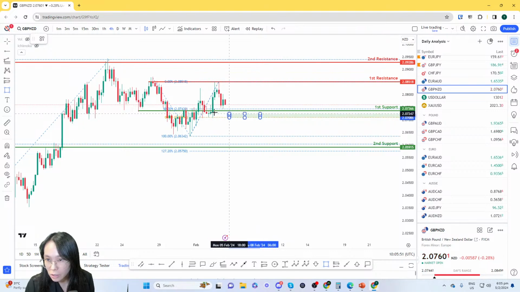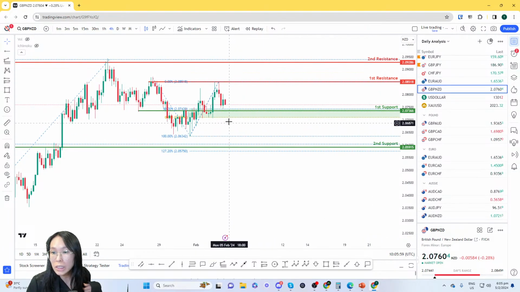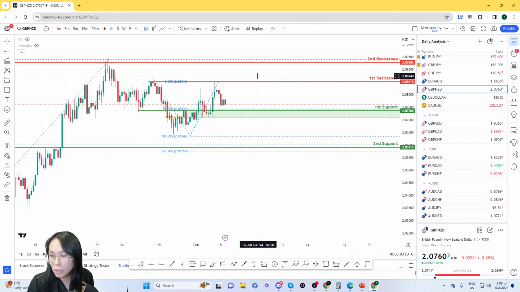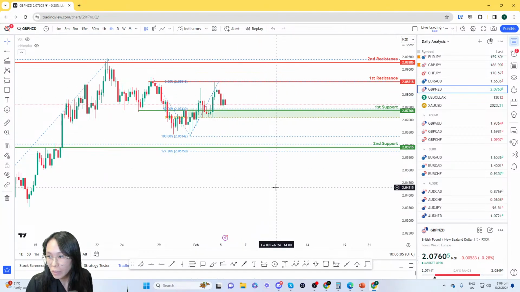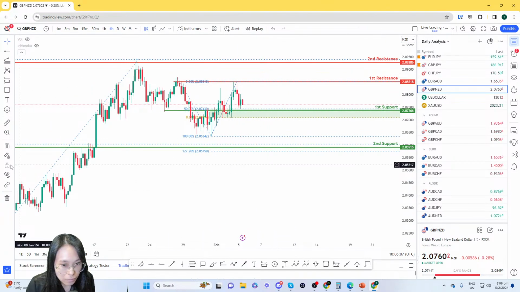So I'm gonna join these together. This whole level, this whole area will be my Fibonacci confluence. Price could probably bounce off this level and rise to our first resistance. Okay, next step.